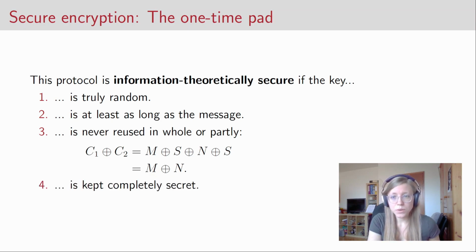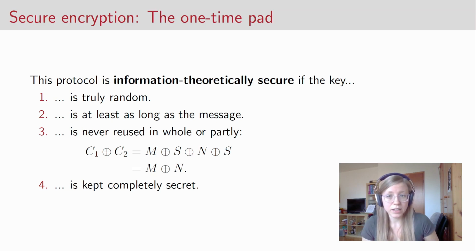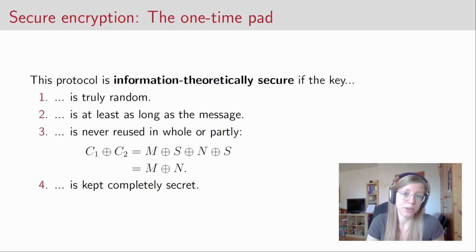And the last requirement is that the key has to be kept completely secret. So no information about the key can be given to the adversary. If these four requirements are fulfilled, then the one-time pad is a provably secure encryption scheme that you can use without having to worry about anyone intercepting your communication and revealing your secrets.